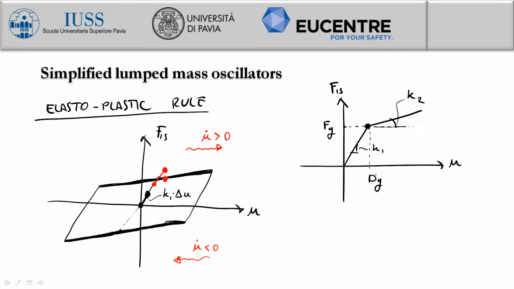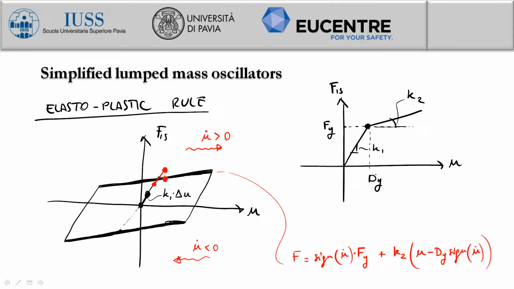So let's assume that the equation is this one, equal to the sign of velocity times Fy plus K2, which multiplies the displacement minus the yielding displacement, which multiplies the sign again of the velocity. Okay, these two multiplications by the sign of velocity allow us to switch from this yielding point to this one.